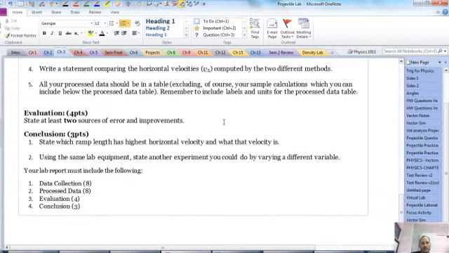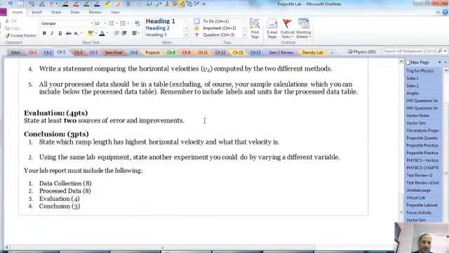The next part here where it says evaluation, 2 sources of error and ways that you can improve that. So there's 4 points there. Okay, make sure you list the 2 sources of error and how you can improve them. Again, a calculator error is not an acceptable source of error. Just like crashing your car into a tree because you're not paying attention is not a problem with the car. That's a problem with you.